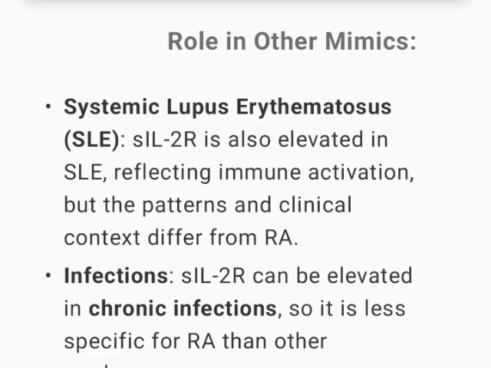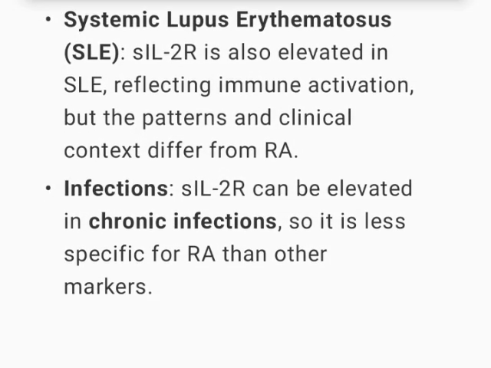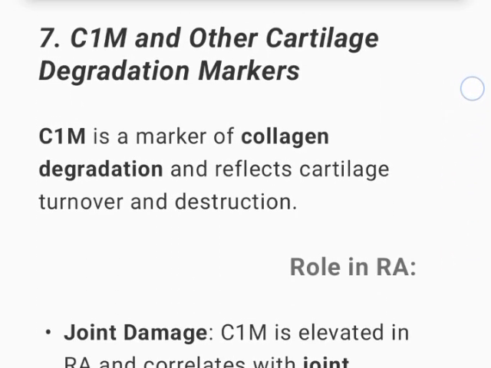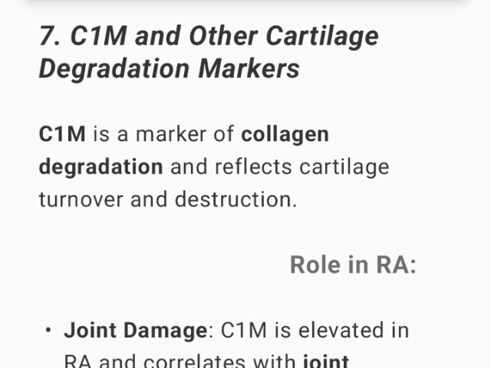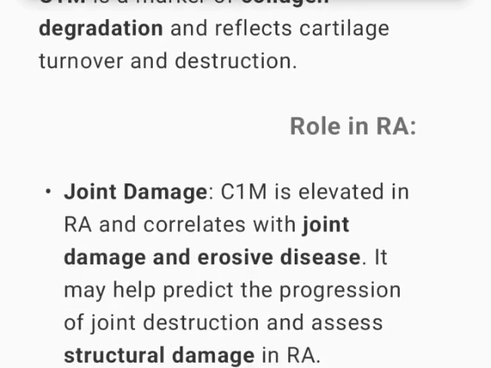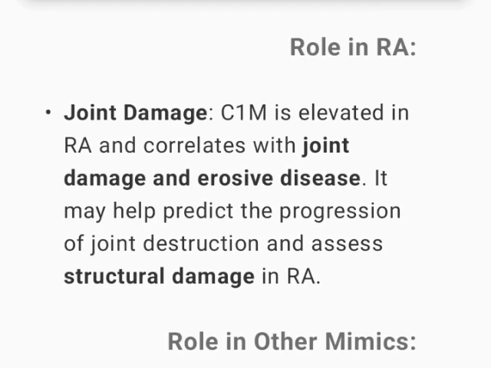C1M and other cartilage degradation markers. C1M is a marker of collagen degradation and reflects cartilage turnover and destruction. Role in RA, joint damage. C1M is elevated in RA and correlates with joint damage and erosive disease. It may help predict the progression of joint destruction and assess structural damage in RA.